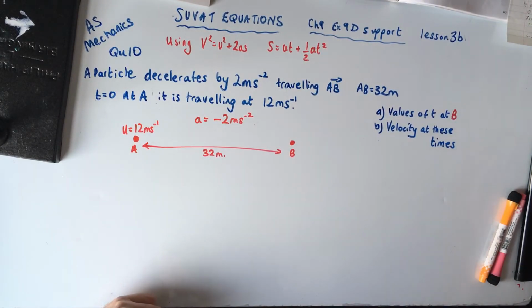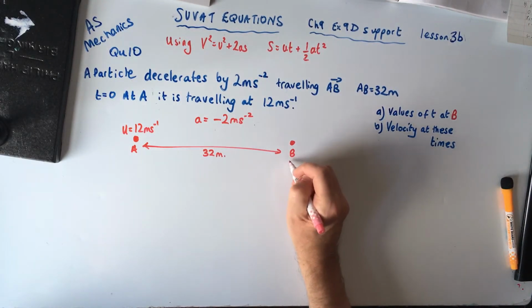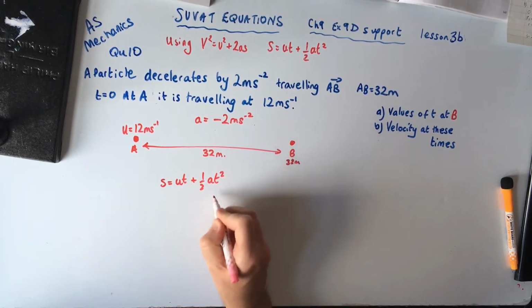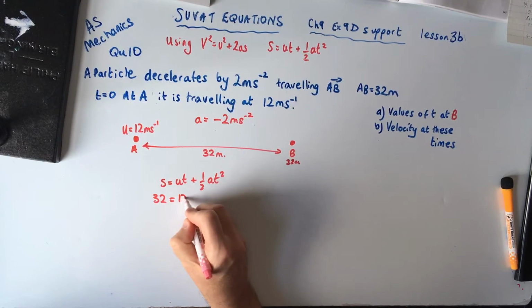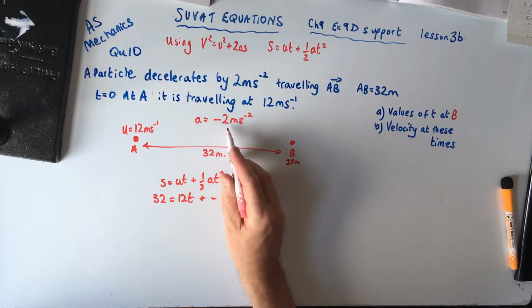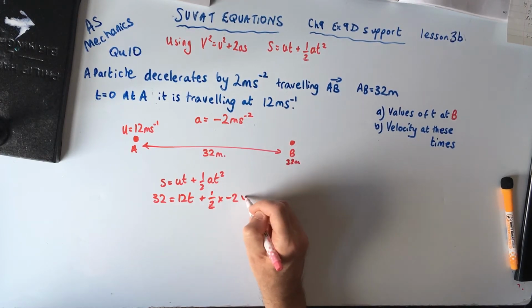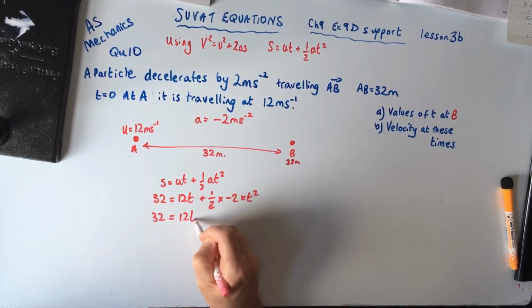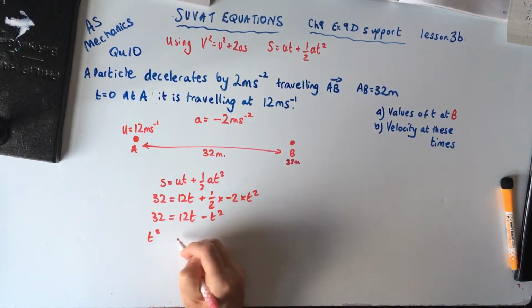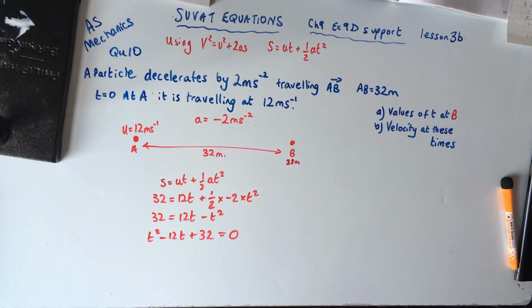If we were to do this particular question here, the way that I would do it, the values of t at B, well, B is 32 meters away. So if I use s equals ut plus a half a t squared, s is 32, the initial velocity is 12t, plus a half times -2 times t squared. So you've got 32 is equal to 12t minus t squared. I hope you can see that. If you take everything over to that side, you can see it's just a quadratic. t squared minus 12t plus 32 is equal to 0. All right, so there's your quadratic.